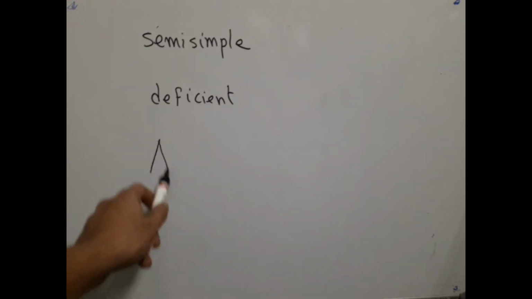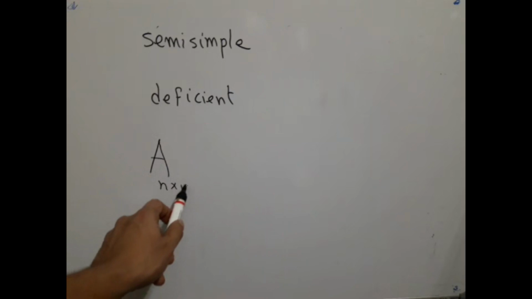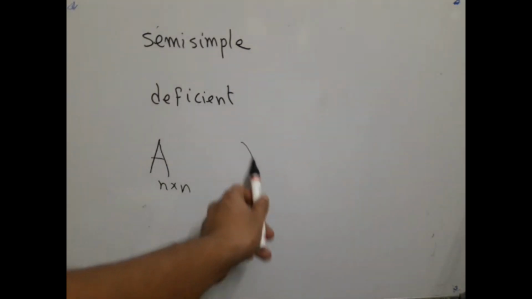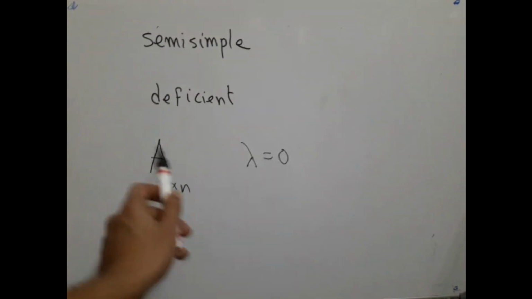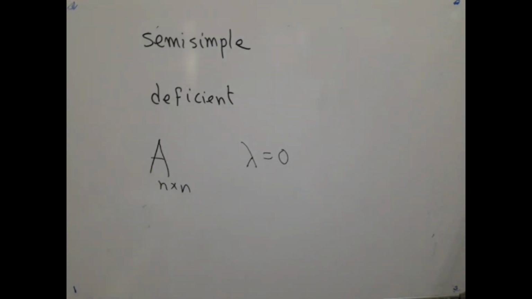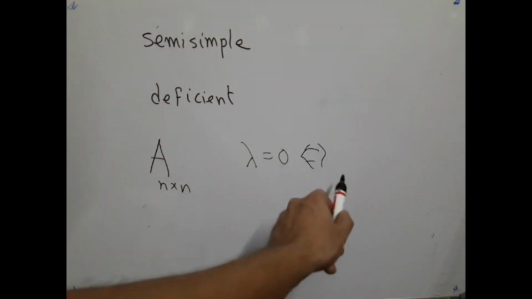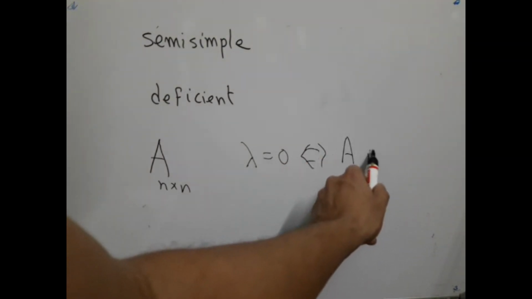Now here is one simple example. Suppose I take a matrix A, a square matrix. I do not tell you whether it is deficient or semisimple. I merely tell you it's a square matrix, say field is C. Then it has a zero eigenvalue if and only if it is singular. So an eigenvalue 0 if and only if A is singular.